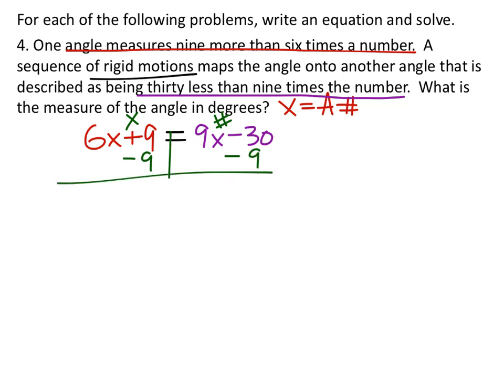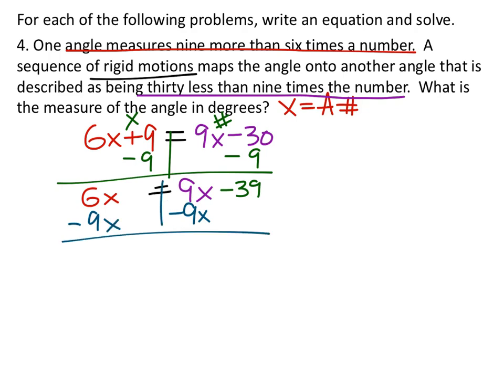So I'm going to subtract 9 from both sides of the equation, which gives me 6x equals, I still have that 9x, but negative 30 minus 9 is negative 39. Next, I've got the 9x on the number side of the equal sign, so I've got to get rid of it by subtracting 9x from both sides using the subtraction principle of equality. 6x minus 9x would give us negative 3x, which equals that negative 39.